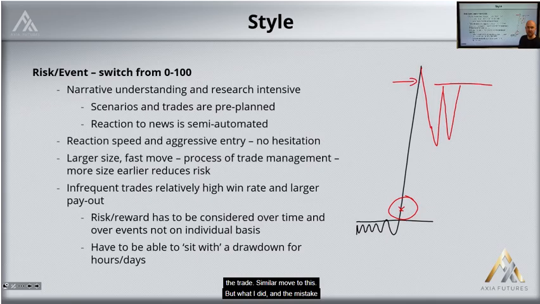Similar move to this. But what I did, and the mistake that I made, was when that news came out, I bought 20 S&P to here. So I'm 20 long. Market jumps, about 10 handles onside. This is good. This is what I was looking for. But that's not my full size. I'm looking at that thinking, I need more on this trade. So having seen the market jump, I then add 80 up here. So now I'm 100 long and my average price is here.